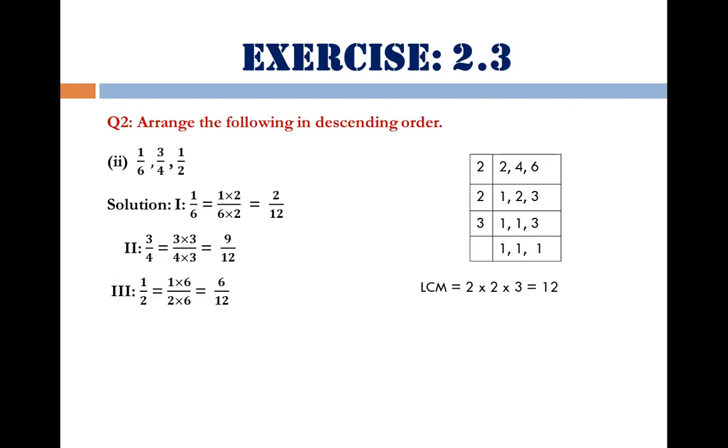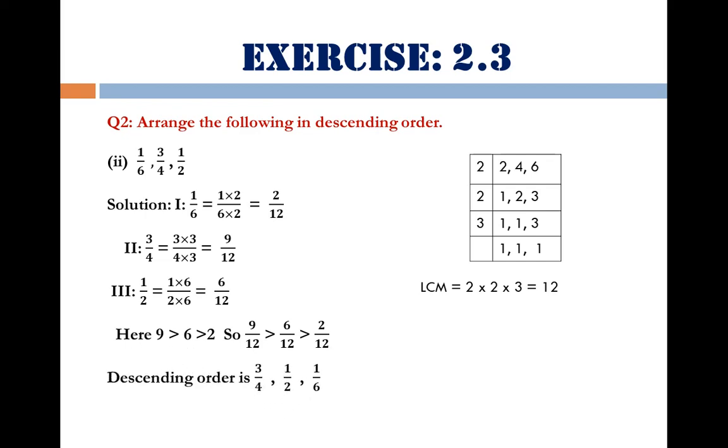Taking the third value, that is 1 over 2, to make the denominator 12, we need to multiply both places by number 6. So 1 multiplied by 6 is equal to 6, whereas 2 multiplied by 6 is equal to 12. So we observe that 9 is greater than 6 is greater than 2. So 9 over 12 is greater than 6 over 12 is greater than 2 over 12. Hence our descending order will be 3 over 4, 1 over 2, 1 over 6.